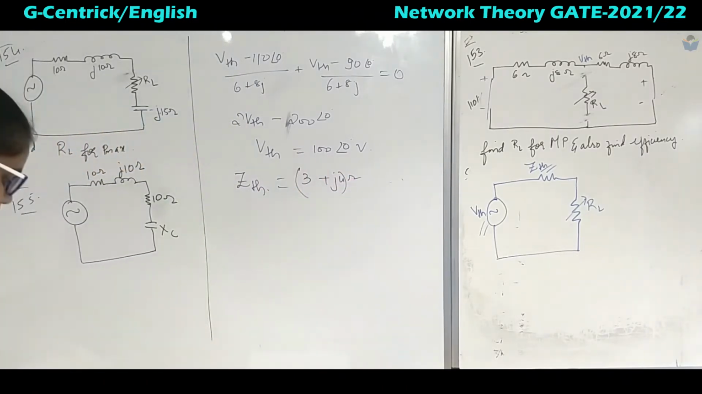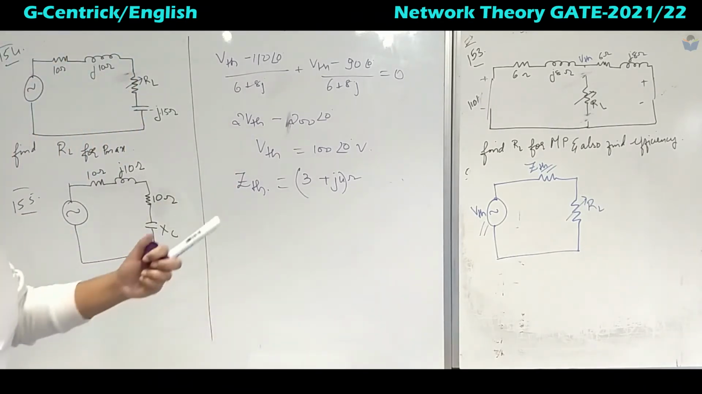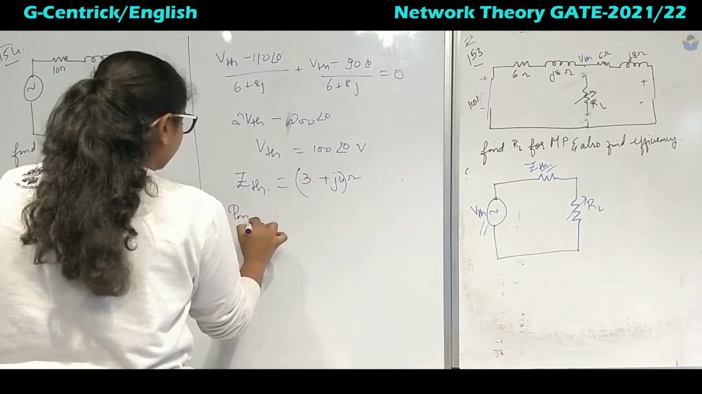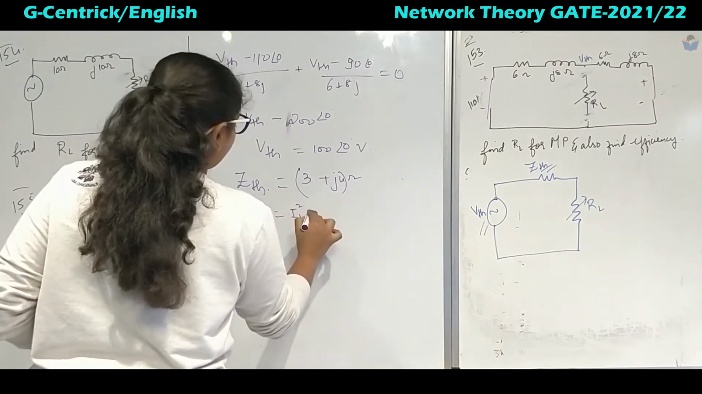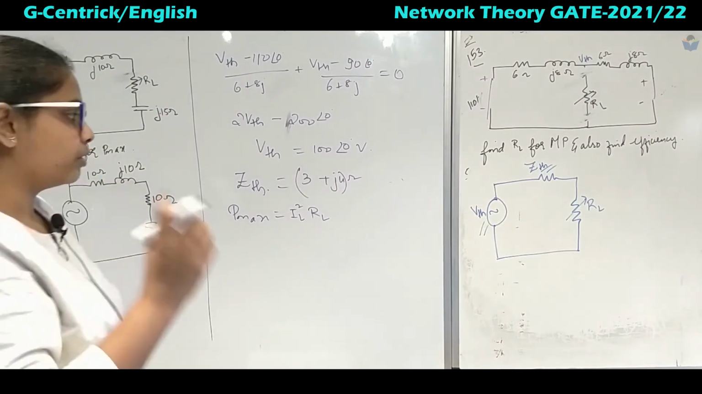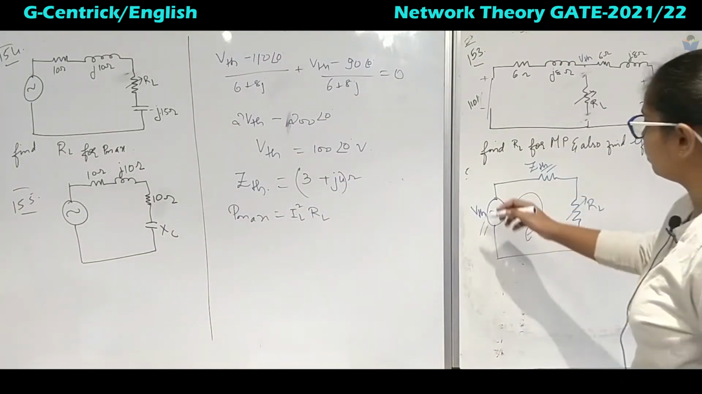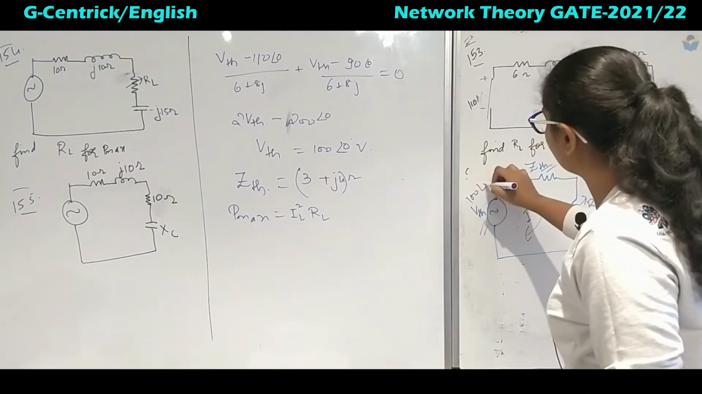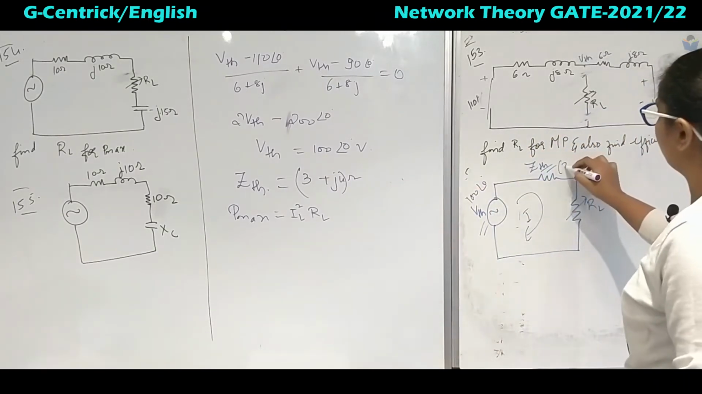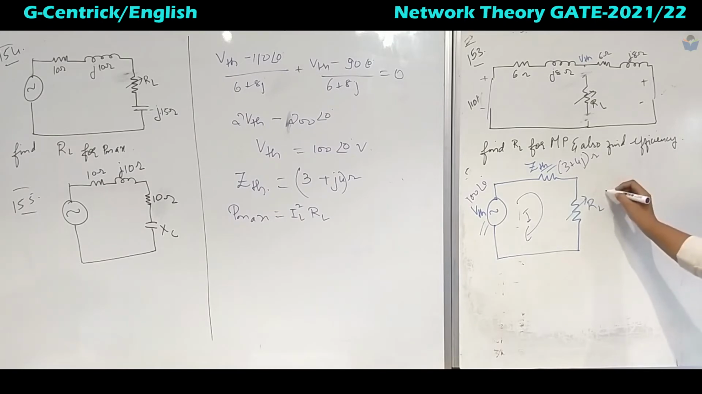Okay, so this is the ZTH and VTH. Now we have to find the maximum power, which is nothing but I square L into RL. We do not know the value of RL, but we can apply current here. From this we already have 100 angle 0 degree and ZTH as 3 plus 4j ohms. So I can find the value of I.